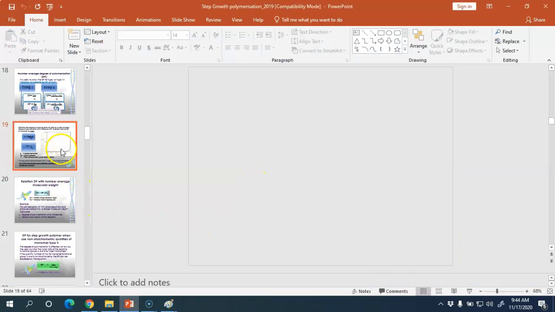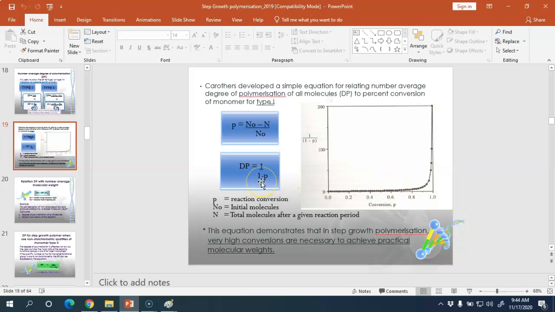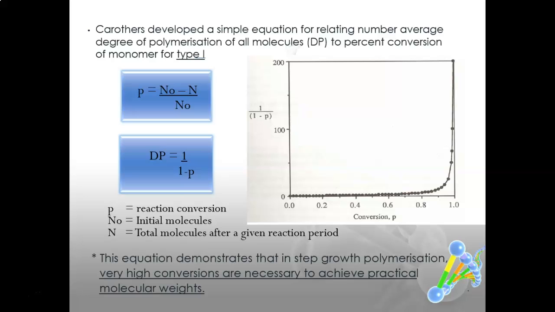So DP equals Xn. DP and Xn are the same thing, which is the degree of polymerization, and this is how the equation is derived. P is the reaction conversion, also known as the extent of reaction. N initial is the initial number of molecules, N is the total number of molecules after a given period of time. And this equation demonstrates that in step growth polymerization, very high conversions are necessary to achieve practical molecular weights.